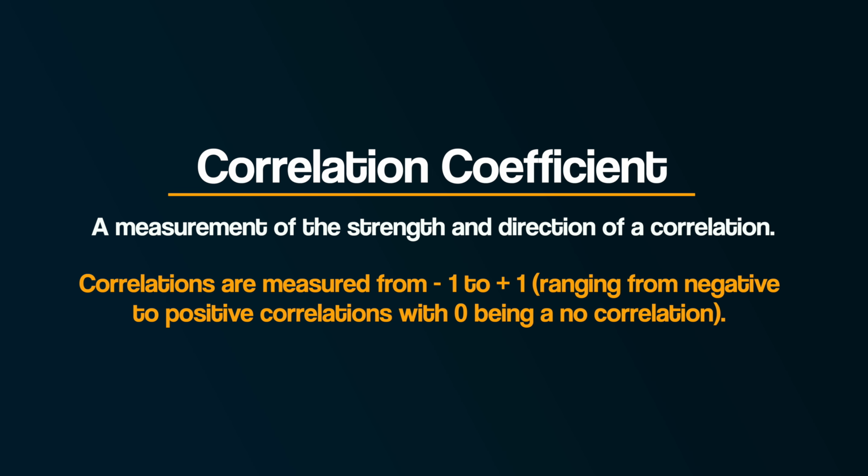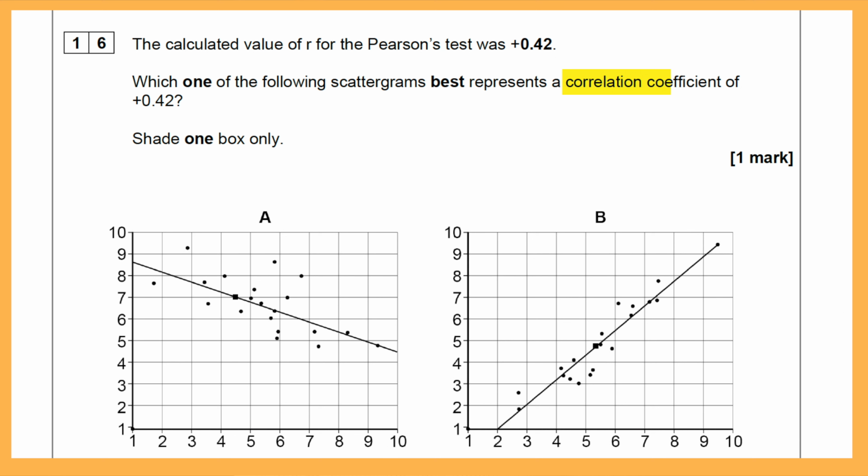If you're not sure what a correlation coefficient is, it's a measurement of the strength of a correlation. Correlations are measured from -1 to +1, ranging from negative to positive correlations, with 0 being no correlation. The correlation coefficient of plus 0.42 is the calculated value produced by the Pearson's test.